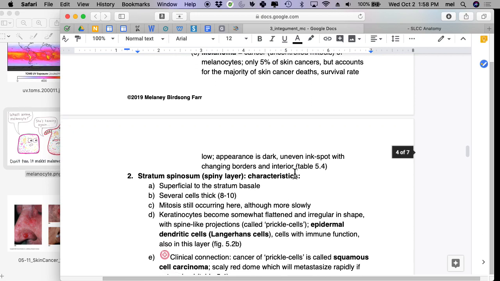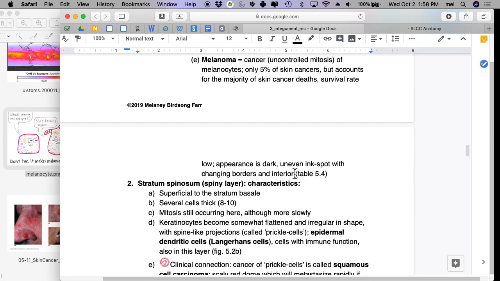This one is called melanoma, and it is uncontrolled mitosis of the melanocytes. It only accounts for 5% of skin cancers, but it accounts for the vast majority of skin cancer deaths because it metastasizes super quickly, right? It starts and then it goes to the brain, the lungs, the bones, all over the place, right? So melanoma has a really low survival rate. I'm not saying you won't survive melanoma. I'm saying compared to the other two, it has a really low survival rate.